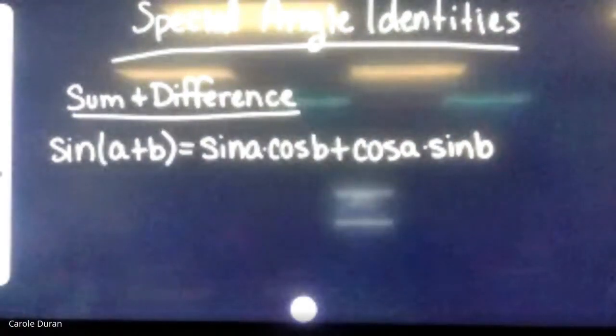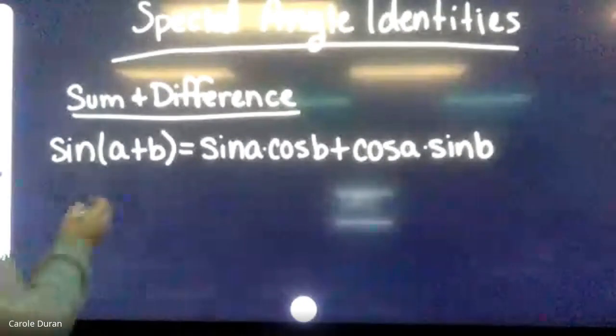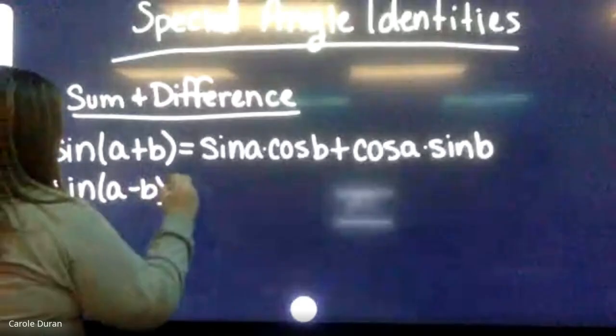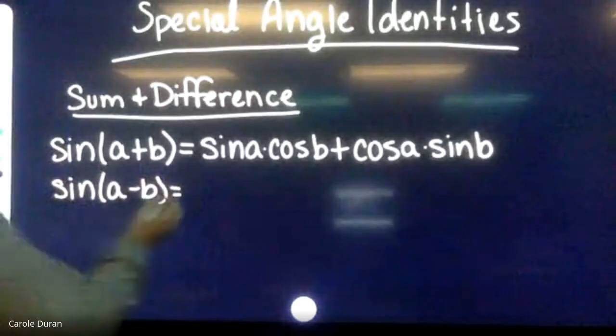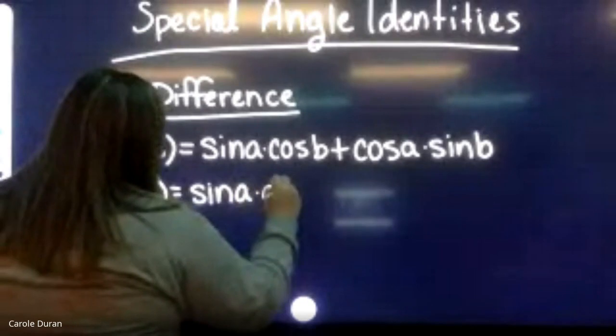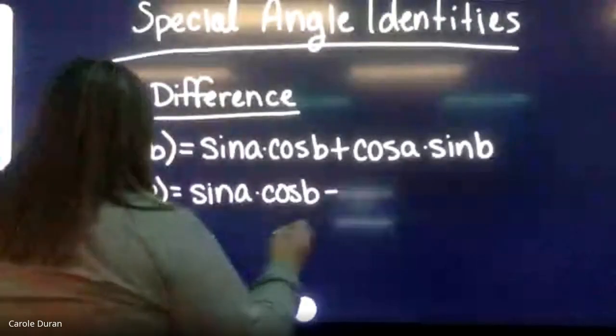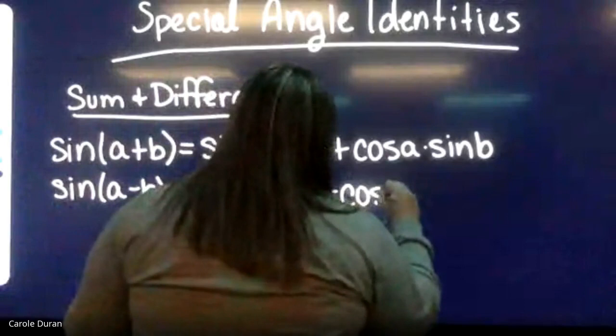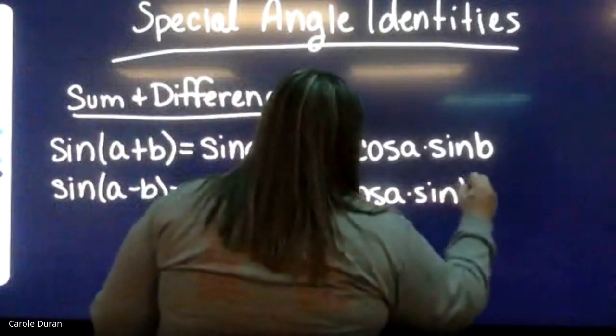I know, it's crazy. The next one we have is sine of A minus B. Order here is very important, so make sure we maintain it. This is equal to sine of angle A times cosine of angle B minus cosine of angle A times sine of angle B.